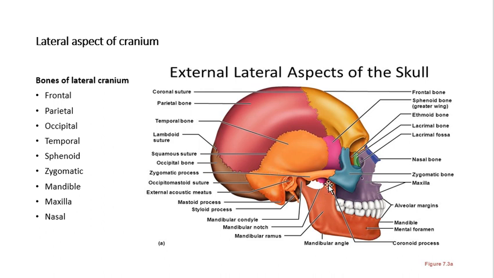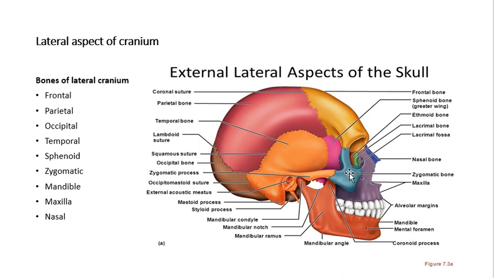With this, the most important structure in the lateral aspect is the zygomatic arch. The zygomatic arch is formed by the union of the temporal process of the zygomatic bone and the zygomatic process of the temporal bone. You can see here both processes unite to form the zygomatic arch.